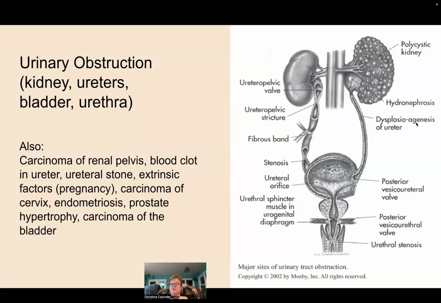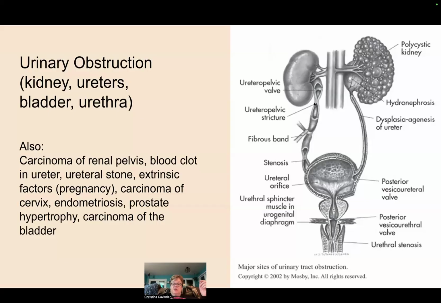You could have dysplasia or agenesis of the ureter, so that is very tiny and it doesn't drain properly. You could have a problem with the ureteropelvic valve. This is the valve that comes off the kidney, that drains the urine down to the bladder. It is a one-way valve, so you want to make sure it's pushing the urine down towards the bladder. We're not always sitting upright where you have gravity to help you. So you have this valve so it doesn't come back into the kidneys. But if you have something wrong with that valve, then it could reflux back into the kidneys.